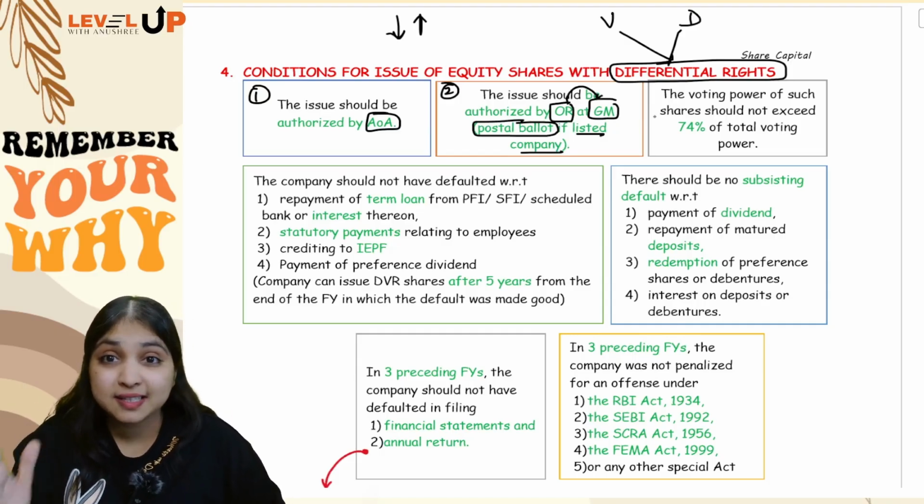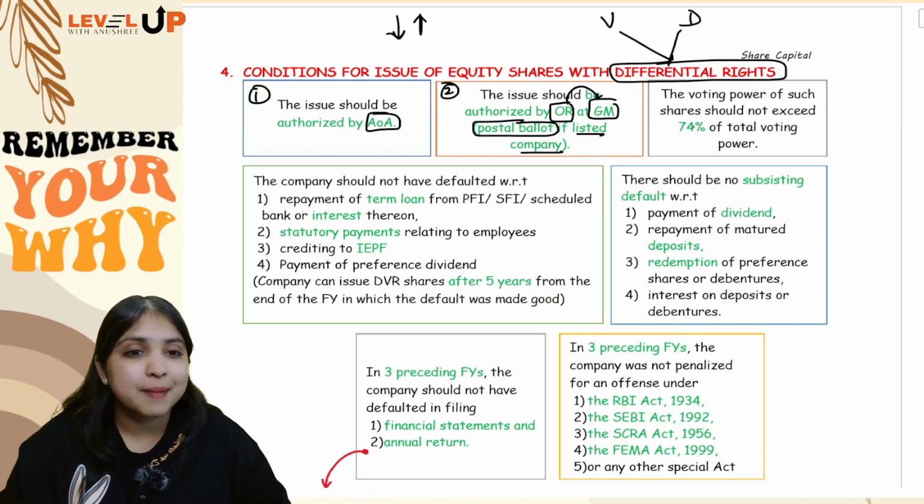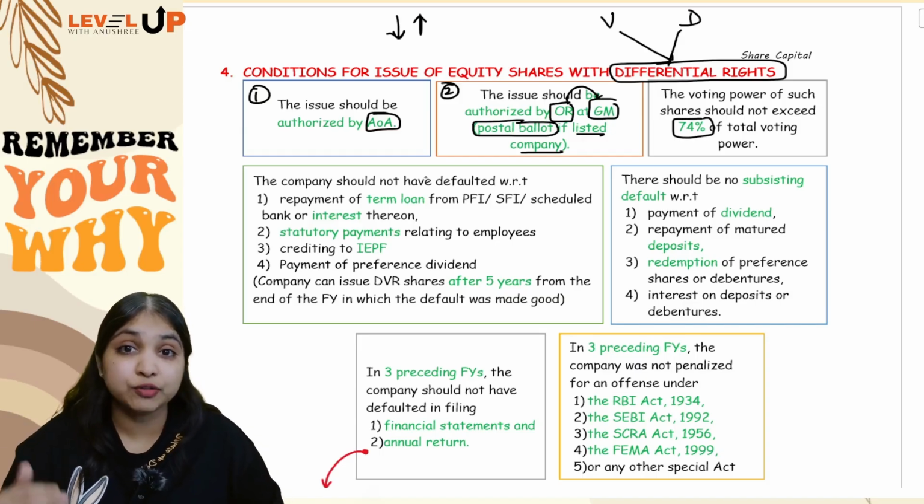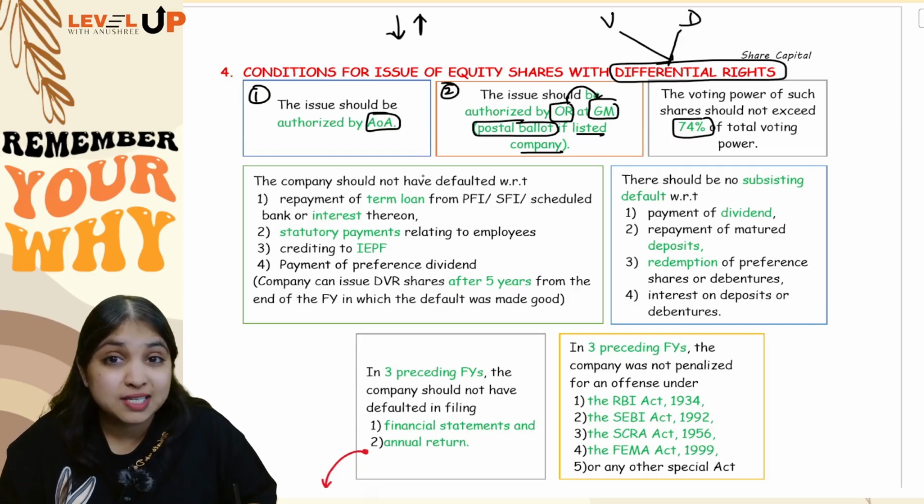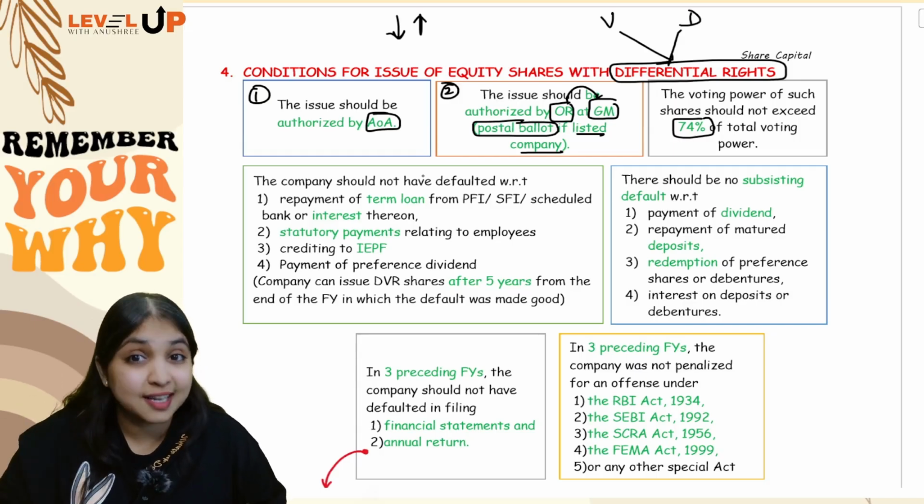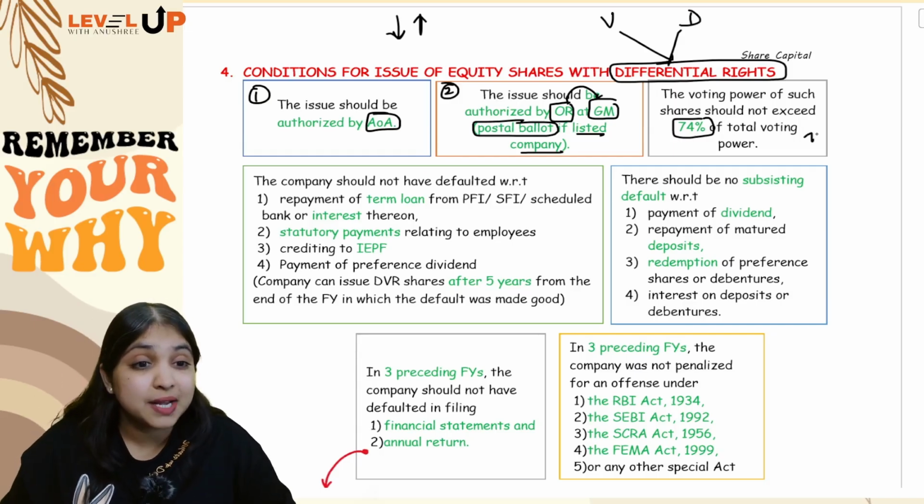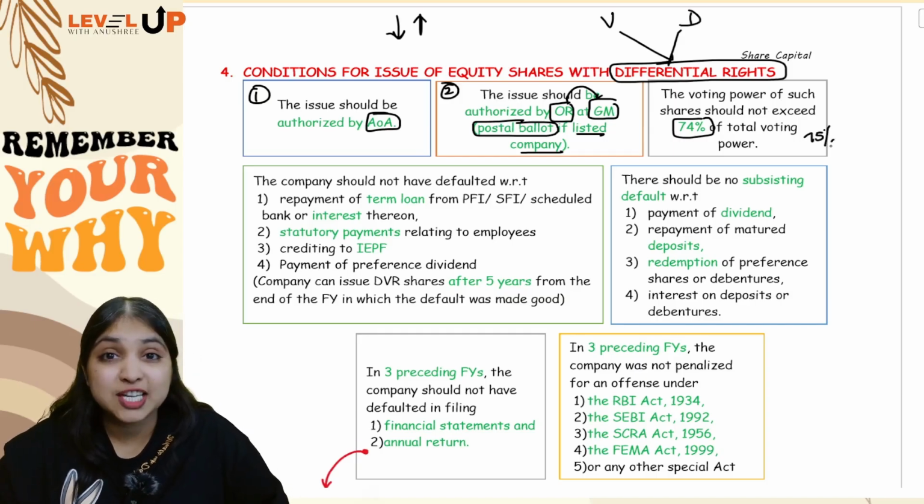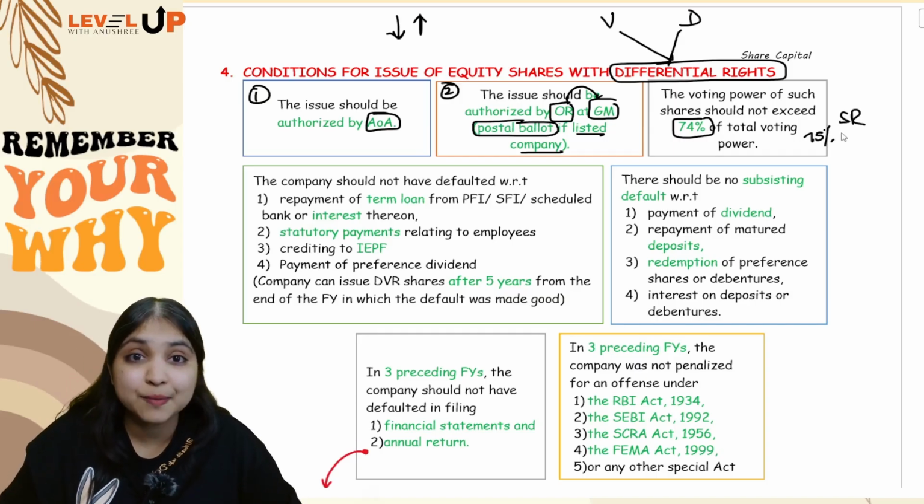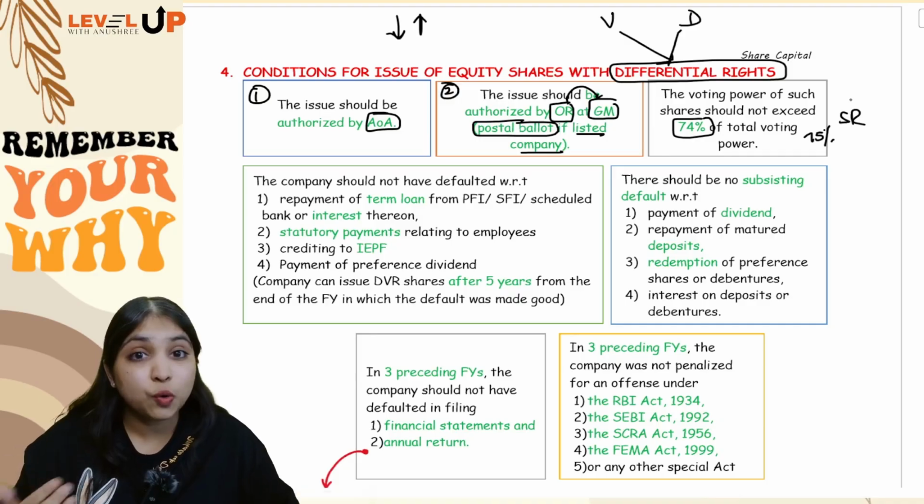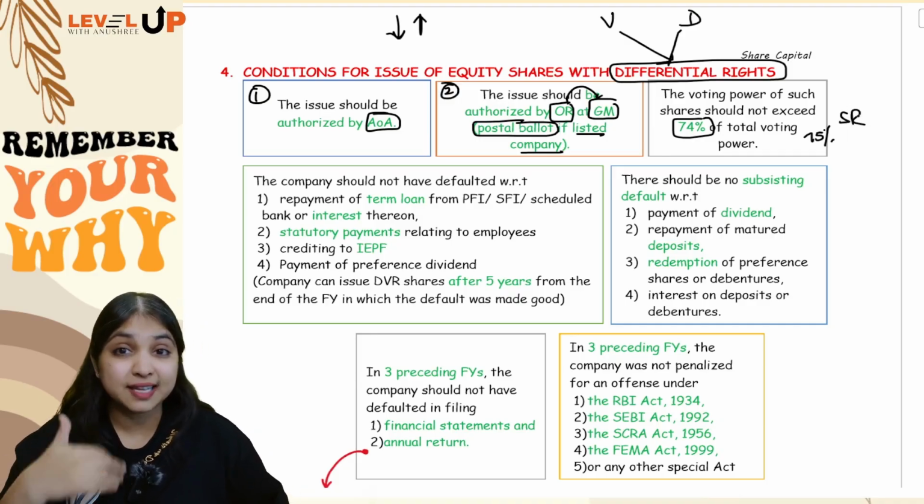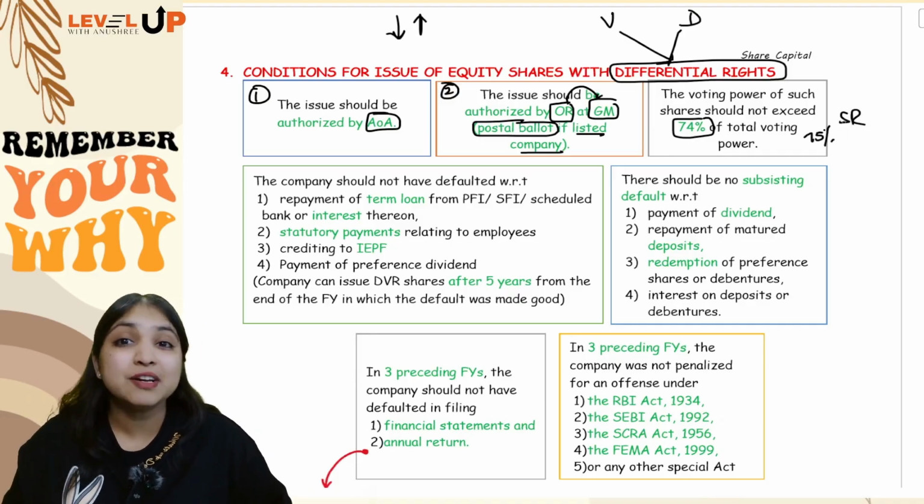Then we discussed that these equity shares with differential rights, maximum they can have only 74% of the total voting power. It cannot be more than 74%. We had also discussed the reason for this. We discussed that if it becomes 75%, then equity shares with differential rights, they alone will be able to pass SR. Remember, we don't want to give these shares power that they themselves can pass SR. That much power we don't want to give them.